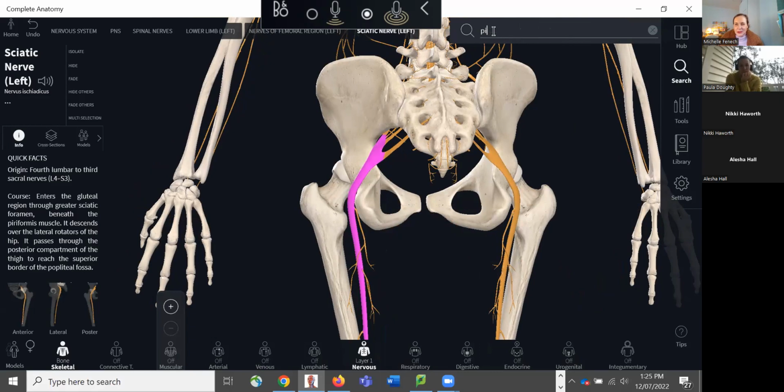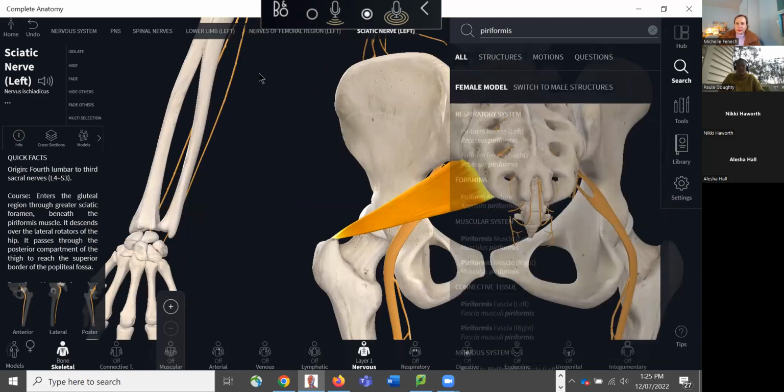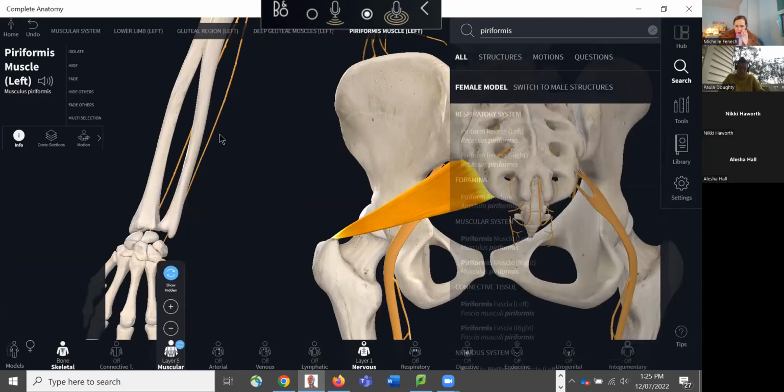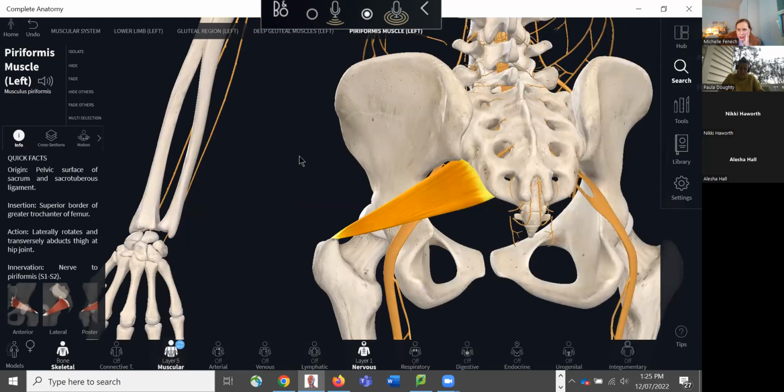Oh, sorry, it's really slow. I'm typing piriformis, but it's not coming up. So piriformis, maybe I should have just put muscle. Just under muscular system. Here we are. Okay, so can you see, just wait for that to go. It's going slowly because I've got Zoom and recordings going.